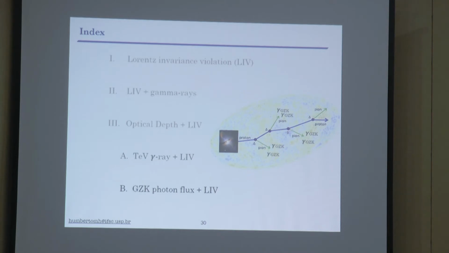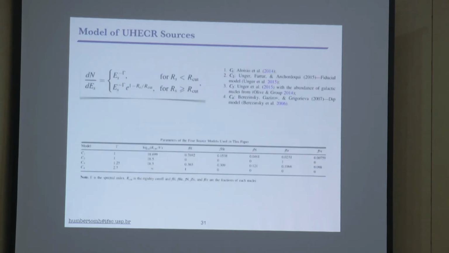So now we're going to compute this flux, including LIV. For that, we know that the GZK photon flux is highly dependent on the model of sources.